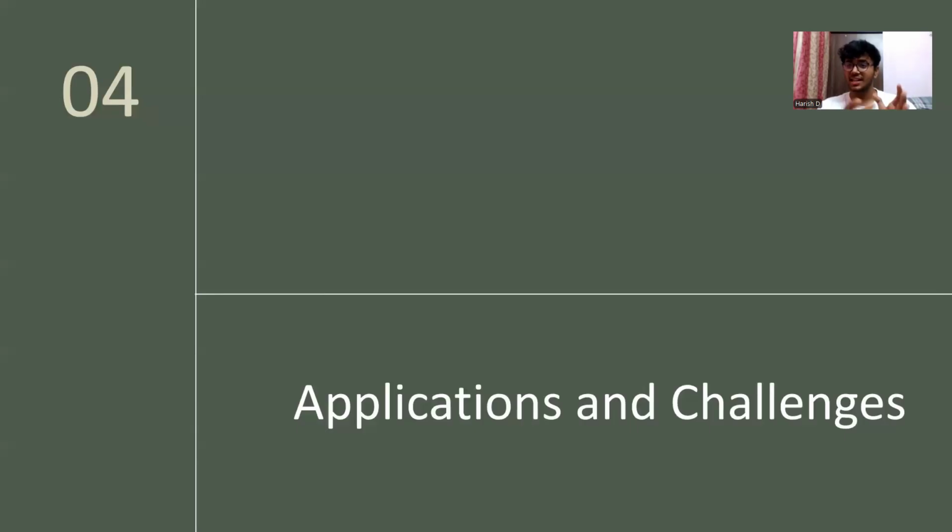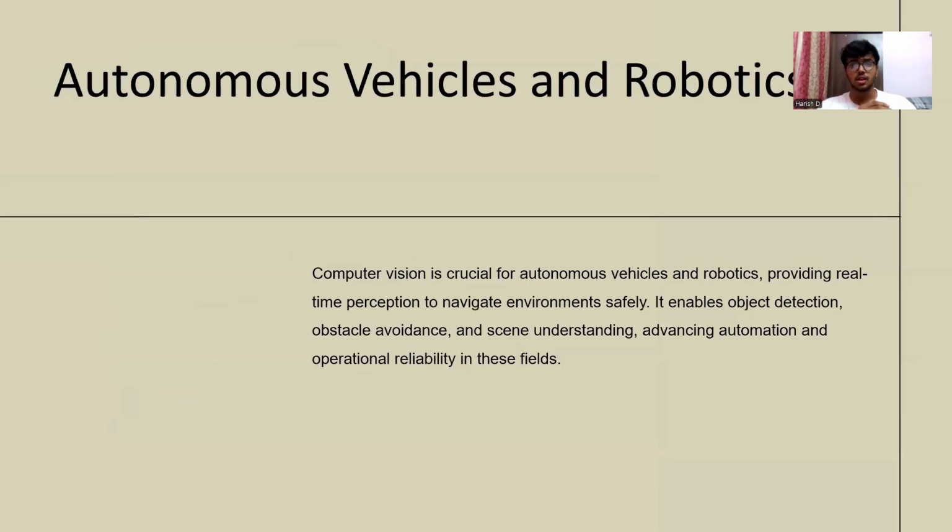So, applications and challenges faced in computer vision. Let's talk about applications. Computer vision has been used in autonomous vehicles and also in robotics. It is crucial for autonomous vehicles and robotics, providing real-time perception to navigate environments safely.